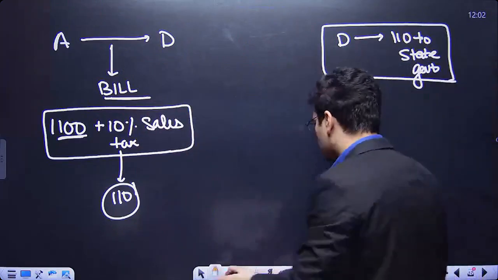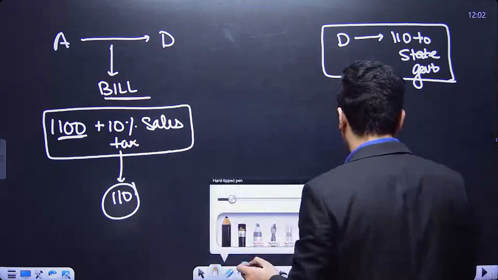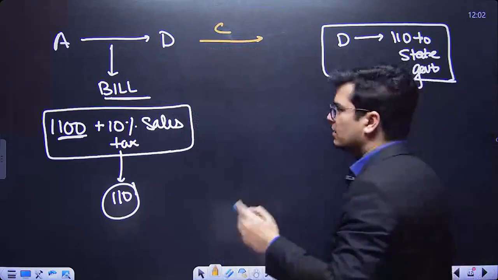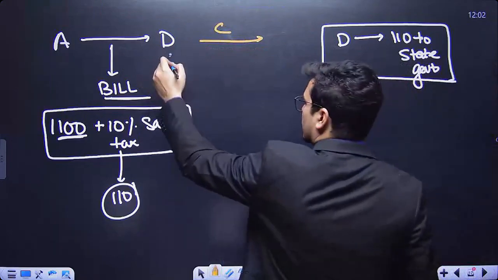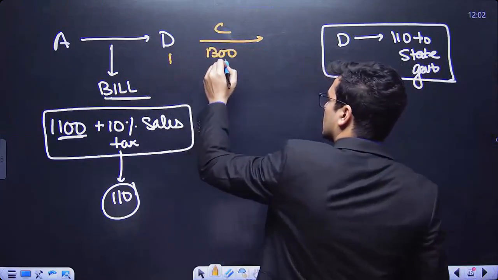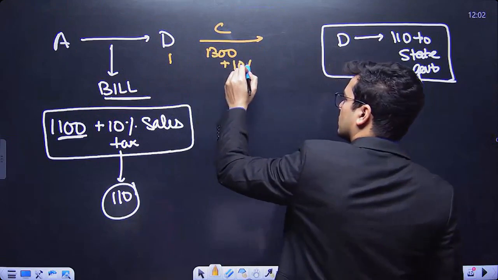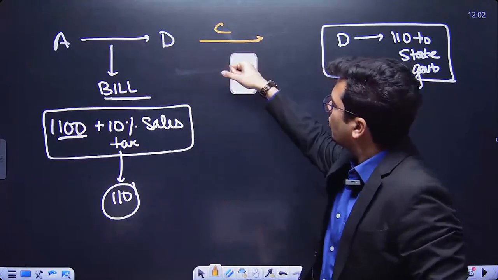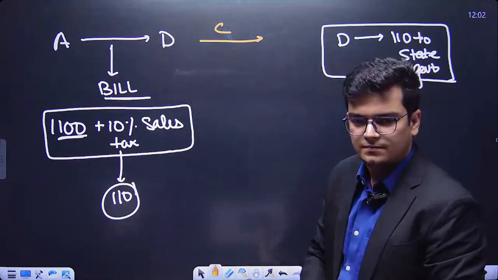Now the distributor will give a bill to the consumer. What will the distributor write? The distributor will write 1300 plus 10%. Now, from here he will collect certain tax.